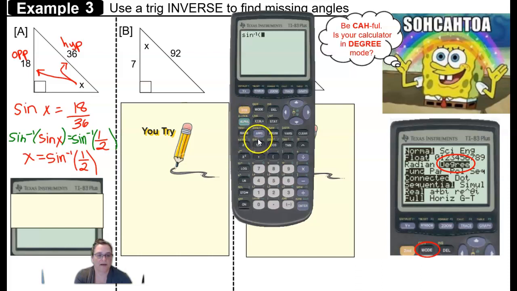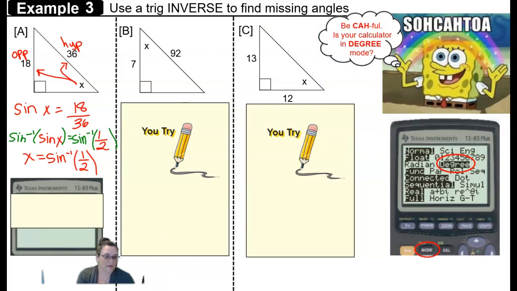Remember that sine with a little -1 in the corner means sine inverse or arc sine. We want to evaluate the arc sine of the quantity 1/2, so that needs to be inside the parentheses. When we press enter, since we're in degree mode, the answer is given in degrees. So our answer is 30 degrees. And don't forget your units on your answer, so that we can distinguish between degrees and radians when we start working in circles. So x is equal to 30 degrees.